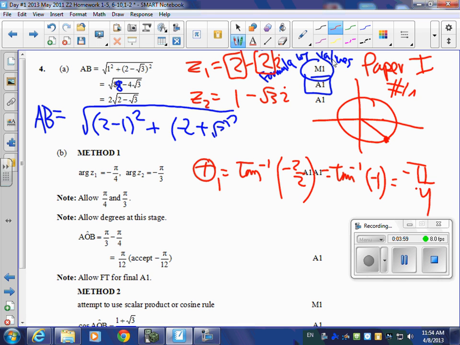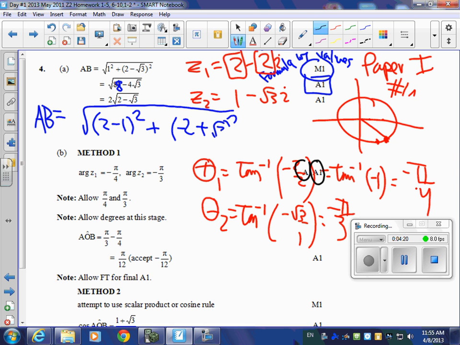The other one is over 1, down square root of 3. This is going to be the inverse tangent of negative square root of 3 over 1, which is going to be negative pi over 3. So notice there's 2 marks here, A1, A1. Why is it A1, A1? You get 1 point for this one and 1 point for that one, knowing how to find those inverse tangents. We'll practice those, guaranteed. Okay, and then they want the difference between the two.